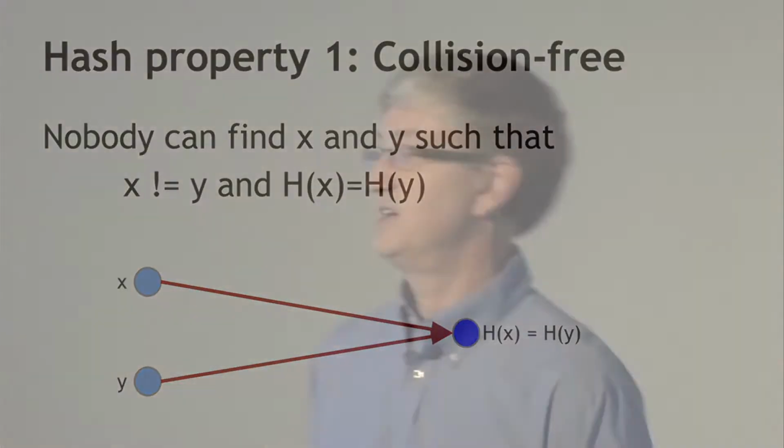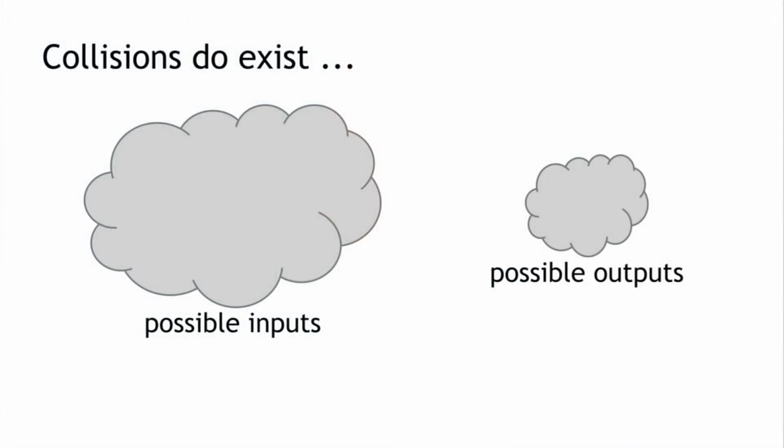Collisions do exist, and to understand why that is, we can use this diagram. Over here on the left, I'm depicting all of the possible inputs to this function, which can be a string of any size. And over here, I have all of the possible outputs, which has to be a string of 256 bits in size. So on the right-hand side, the outputs, there are only 2 to the 256 possibilities. Over here, there are more possibilities.